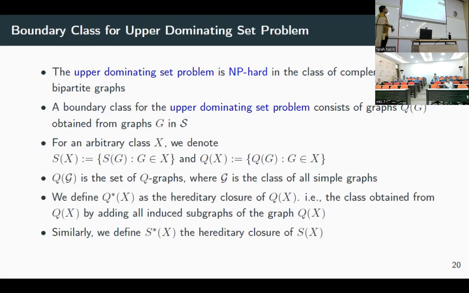Okay, so we know that the upper dominating set problem is NP-hard in the class of complete graphs and so on. So we say that a boundary class for upper dominating set problem consists of graphs Q of G obtained from the graphs.